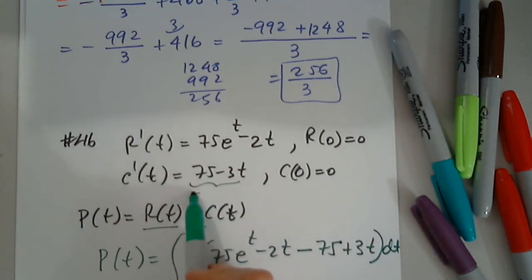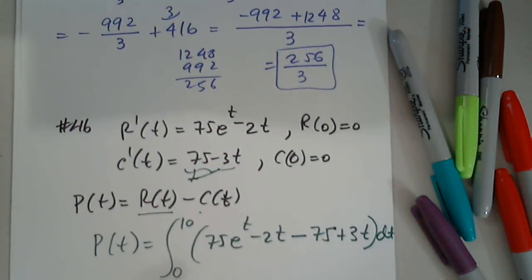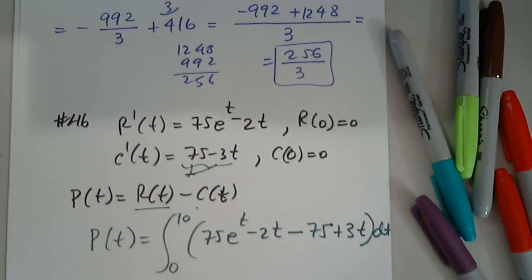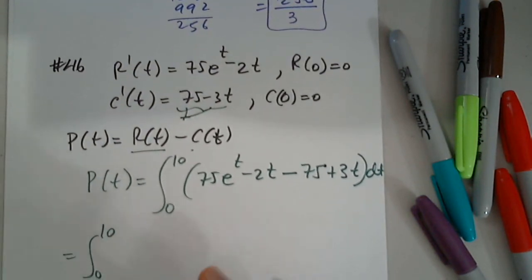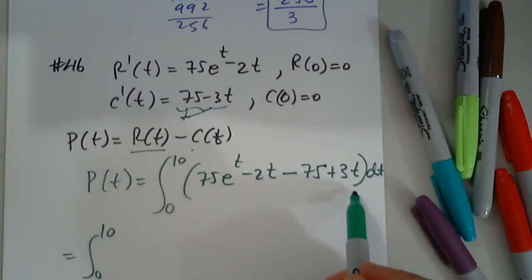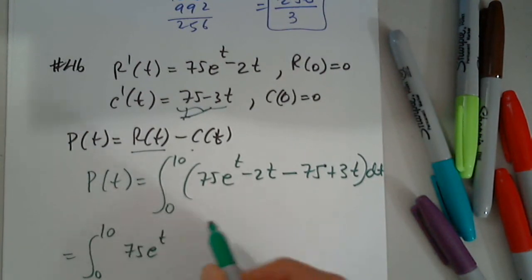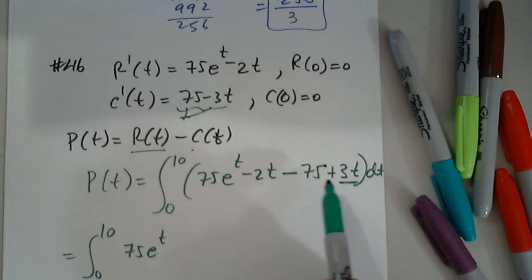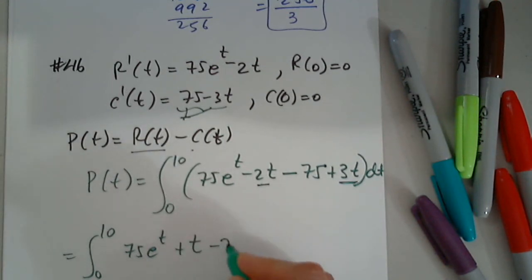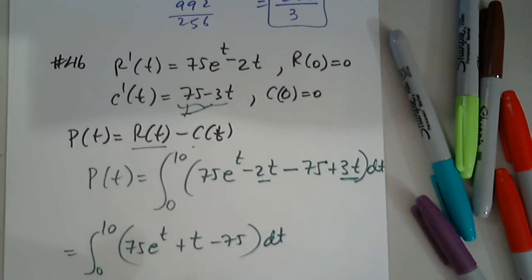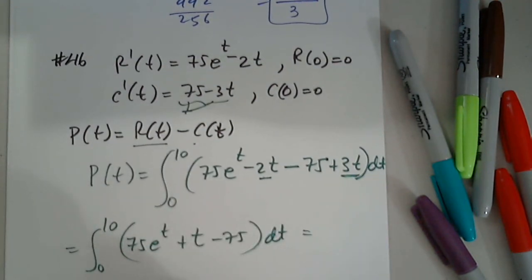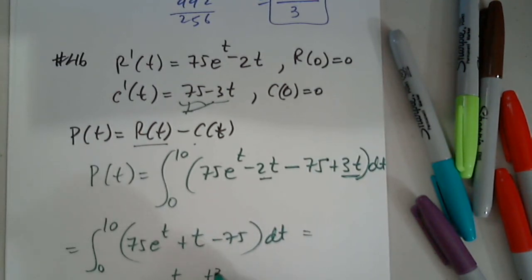Remember, we have to subtract. When I subtract, I distribute a negative sign to these two. So then the integral from 0 to 10, I have 75 e to t, because I have negative 2t plus 3t, so plus t, minus 75. Simplify the function first. So in the next step, I have 75 e to t, because this is the nicest function, e to t prime is e to t, plus t squared over 2 minus 75t.